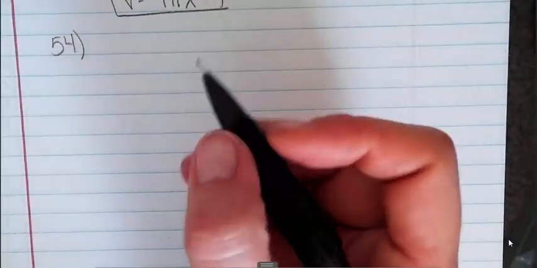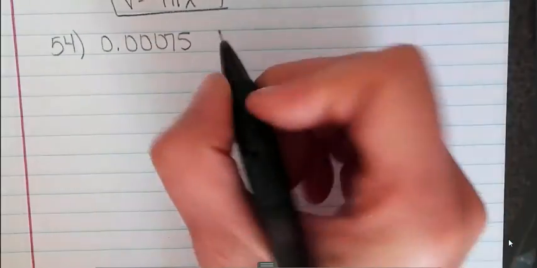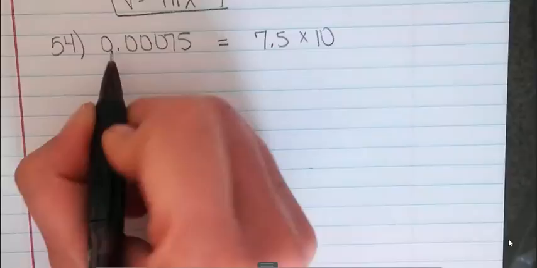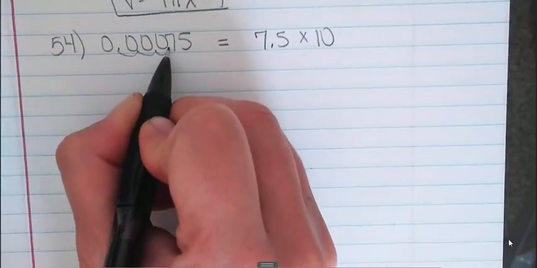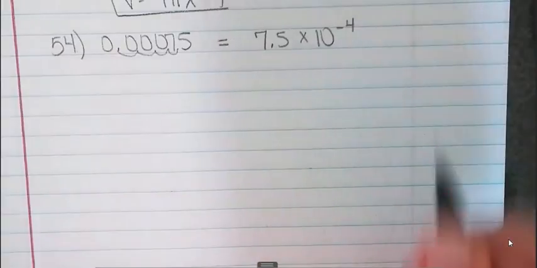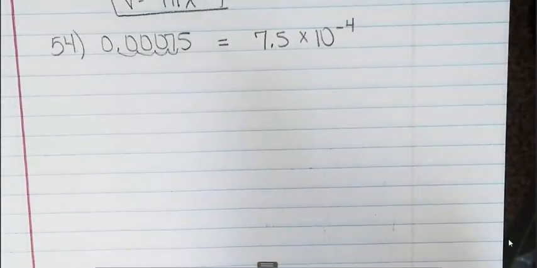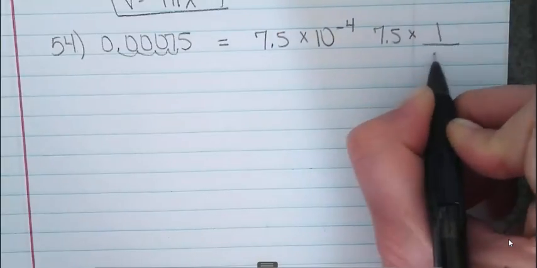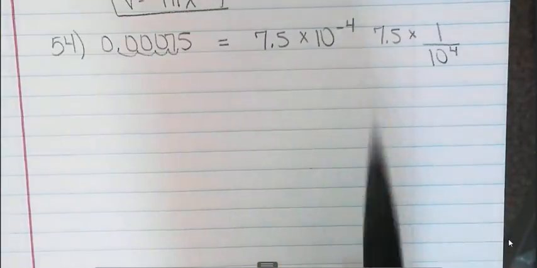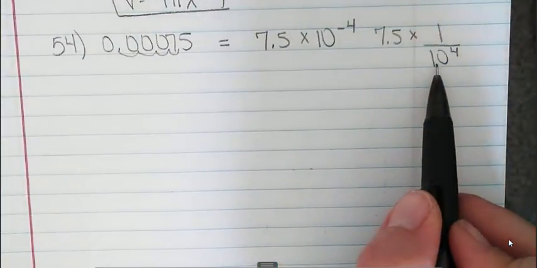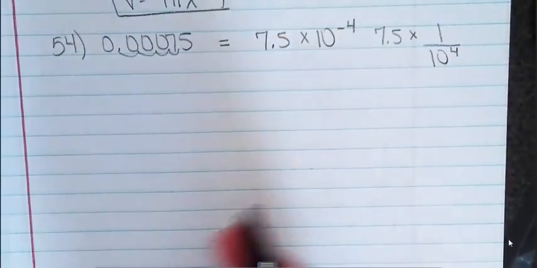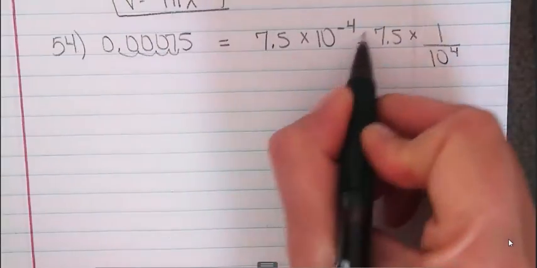So, starting with 0.00075, that is the same thing as 7.5 times 10 to the negative 4th, as I move it 1, 2, 3, 4. Why does that work? That works because this is really 7.5 times 1 over 10 to the 4th power, to get rid of that negative. That really means I'm basically dividing by 10,000, which would give me this really small number. So this is the scientific notation way of writing it.